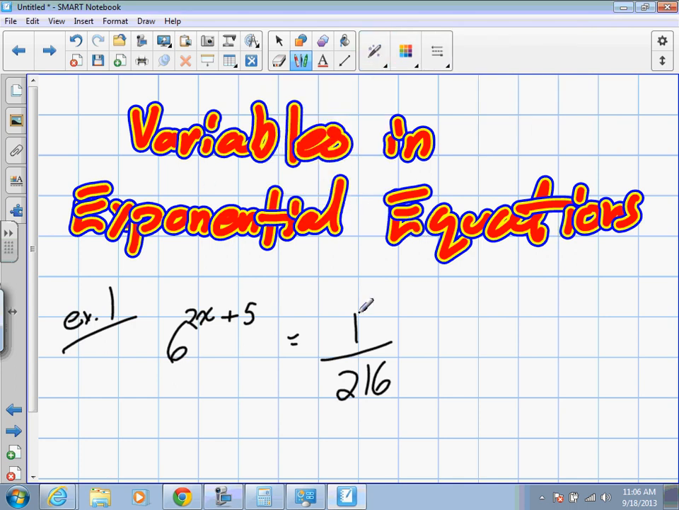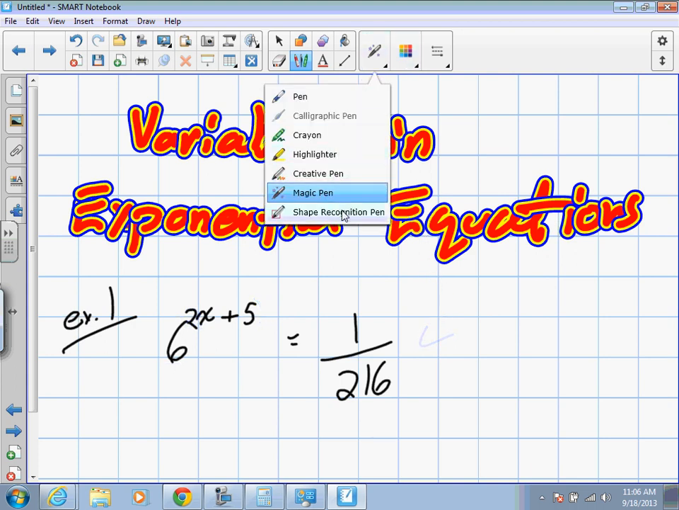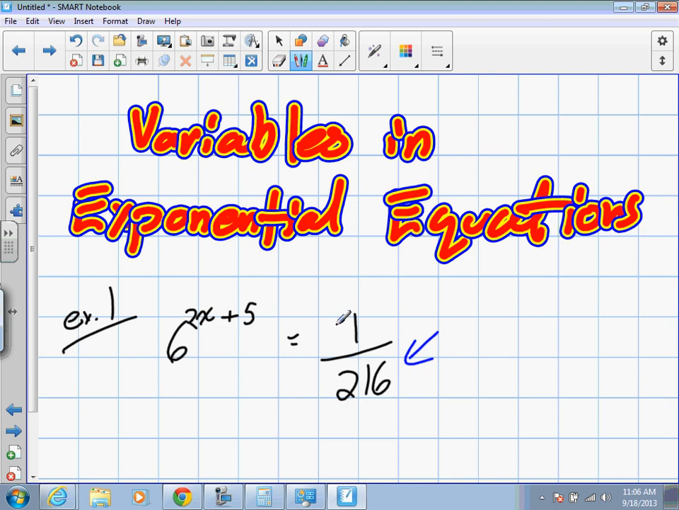We're going to be looking at a difficult example of variables in exponential equations. On one side of an equation, we have base 6 to the power of 2x plus 5. On the other side, we have 1 over 216, a fraction, essentially. The goal here is to take this side of the equation and put it to base 6.